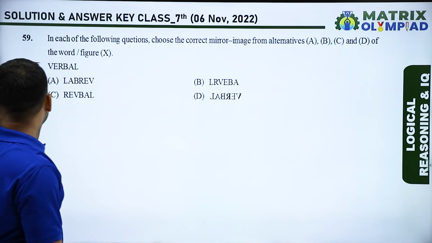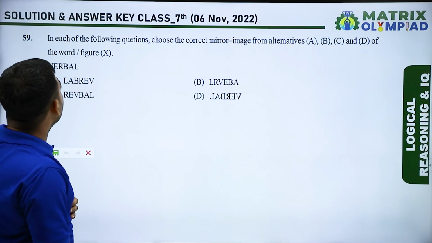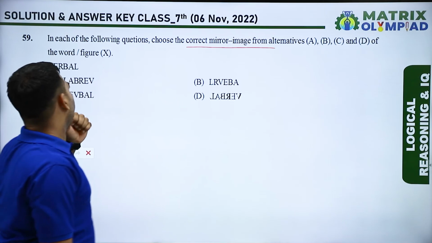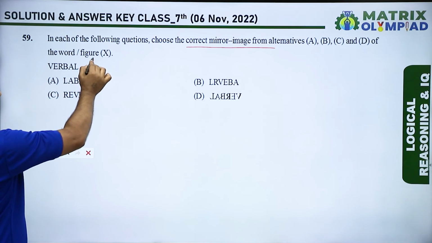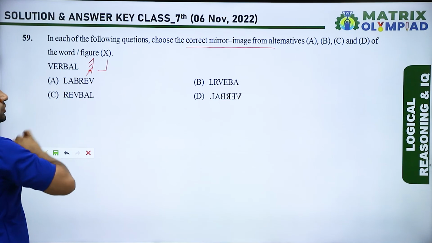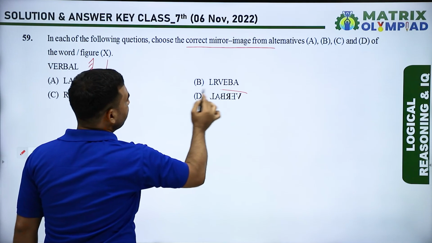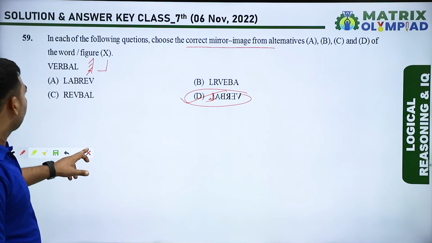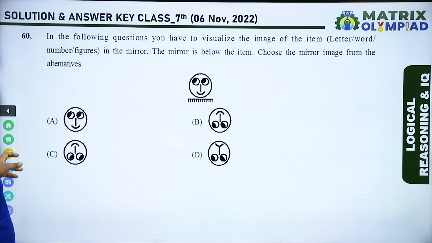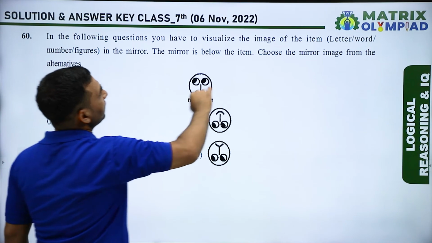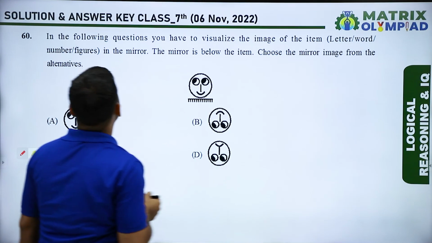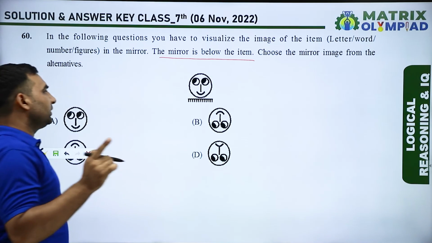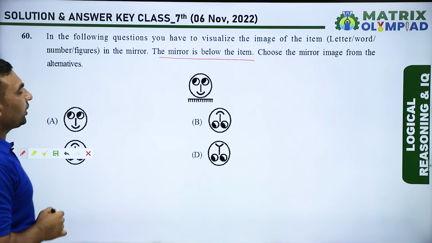Next question is, choose the correct mirror image of the verbal. As you see, if the correct image of L is this way, only option D is correct for L. Then our answer is option D. Next question is, visualize the image of the item when the mirror is below the item, that means a water mirror.